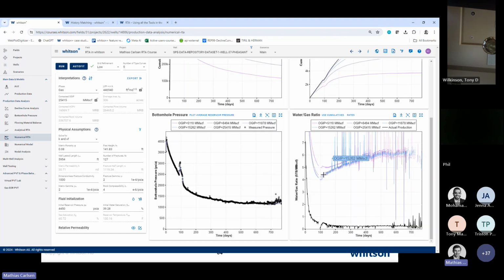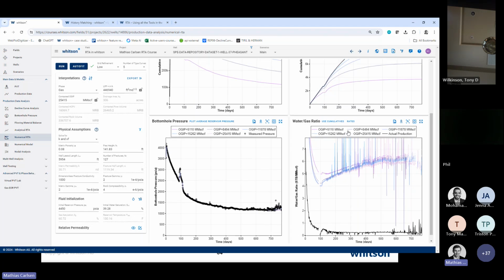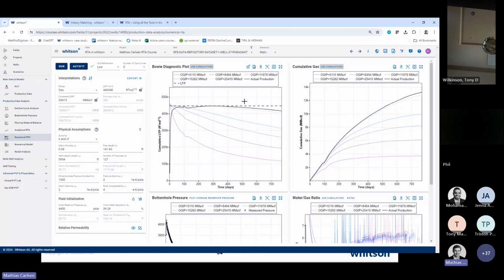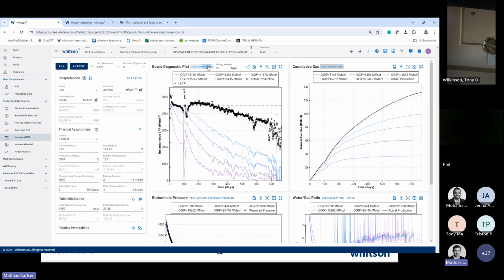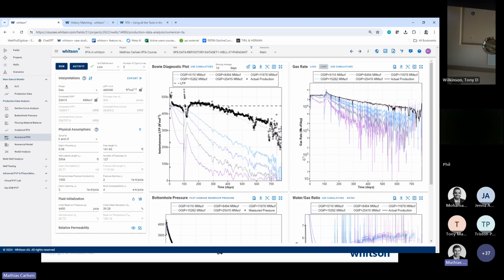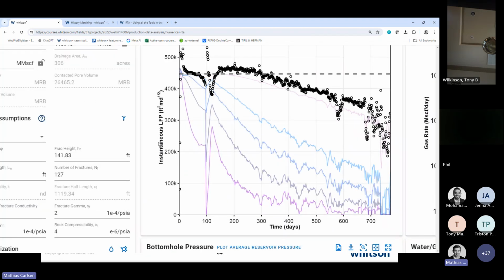And here everybody sees that we're not matching water, so I'm not going to spend any time on water for this well. We're going to spend more time on that for the other wells. But one step at the top of the screen, in the main diagnostic plot, you'll see that the diagnostic plot has use cumulatives already picked. Same thing goes here. If you untoggle these, you're basically getting the rate versus time and the instantaneous LFP versus time.